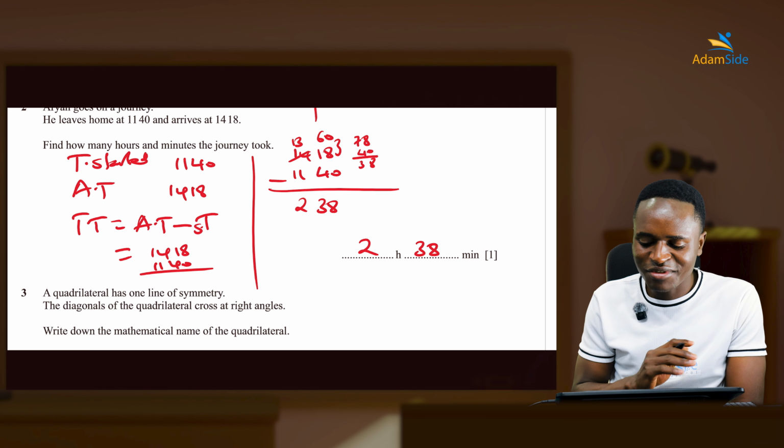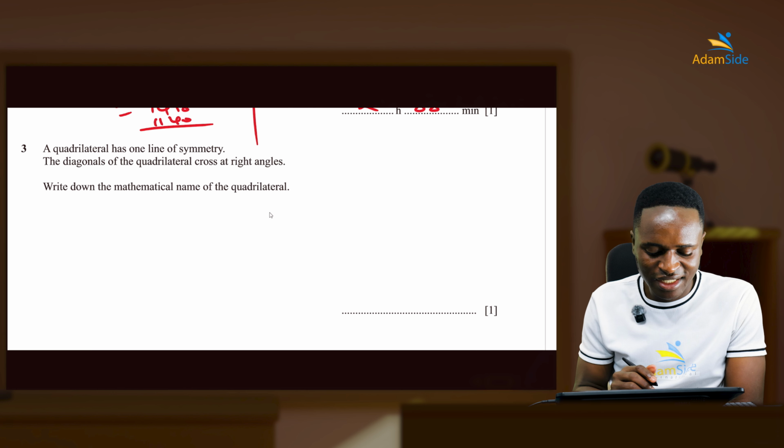Let's go to the next question. Very simple questions. You get your 1 mark. Then: a quadrilateral has 1 line of symmetry. The diagonals of the quadrilateral cross at right angles. Write down the mathematical name of the quadrilateral. All shapes that have 4 sides are quadrilaterals.